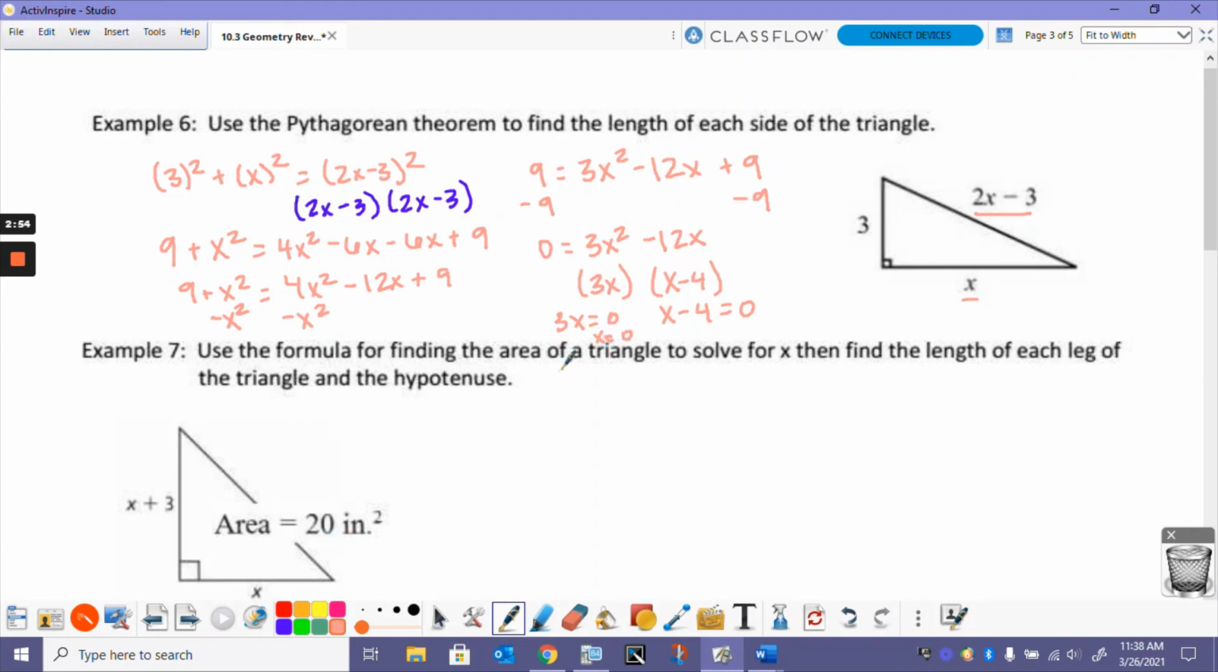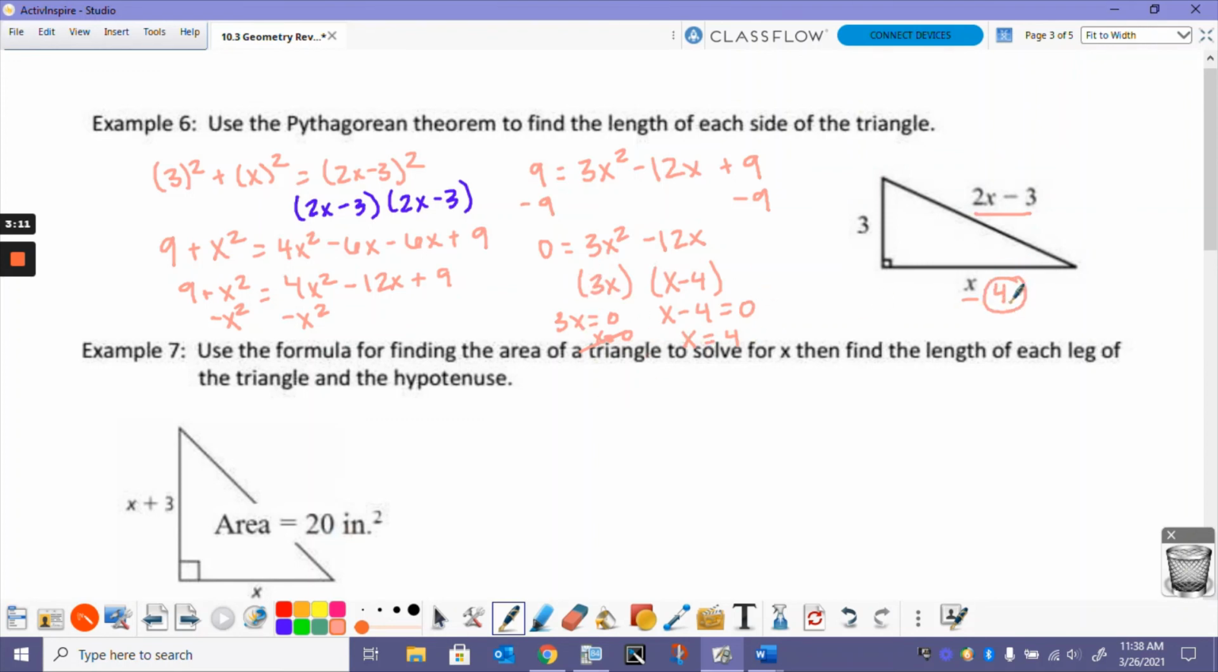But we know that sides cannot be 0, right? We know that this cannot be equal to 0. So we can go ahead and eliminate that one. So x minus 4 means that x equals the opposite, which is positive 4. So that one works. Our side has to be the positive number out of our zeros.